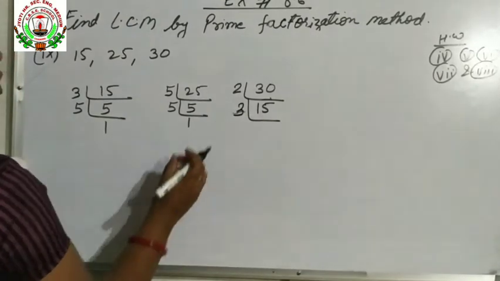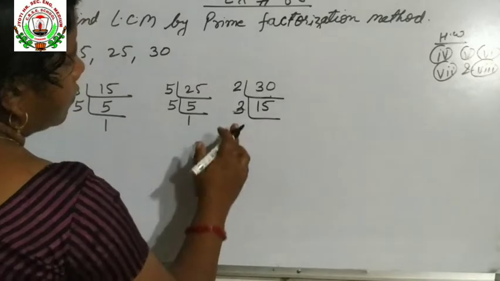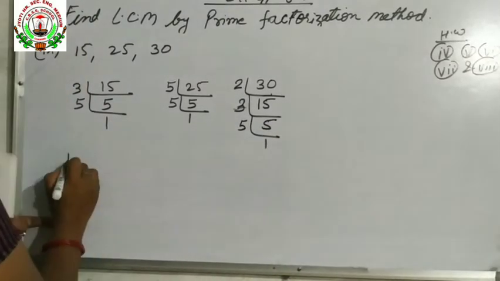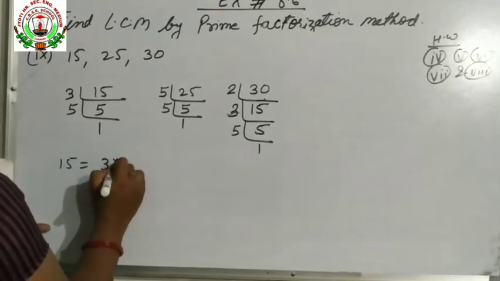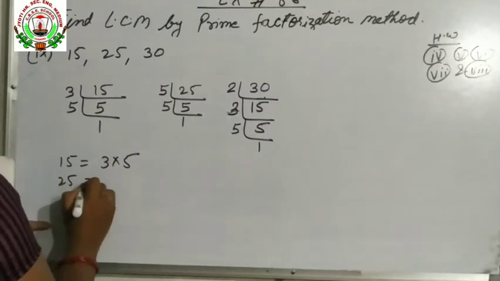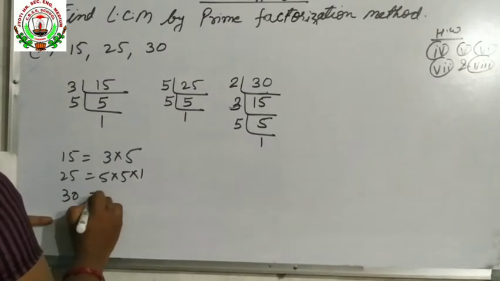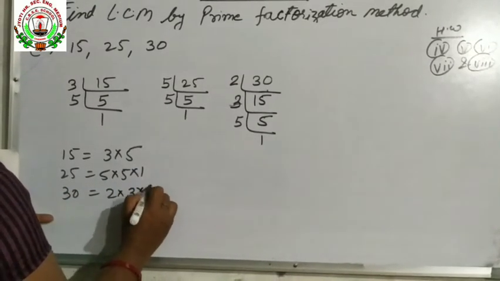15 is not divisible by 2, so we will take the next number, 3. 3 5s are 15. Then 5 1s are 5. Now the prime factorization of 15 is 3 into 5. 25 is 5 into 5 into 1. And 30 is 2 into 3 into 5.